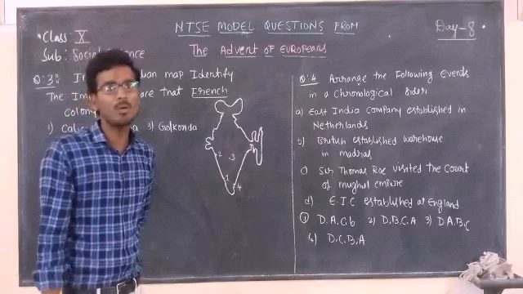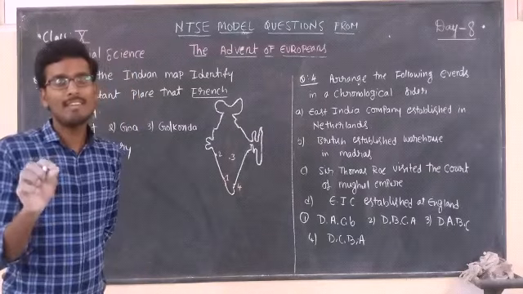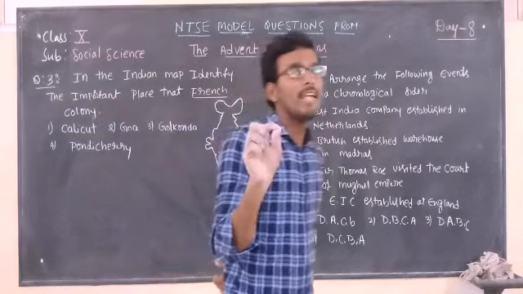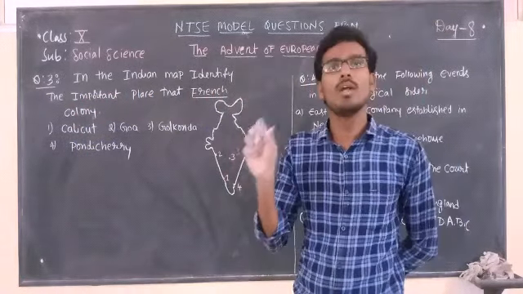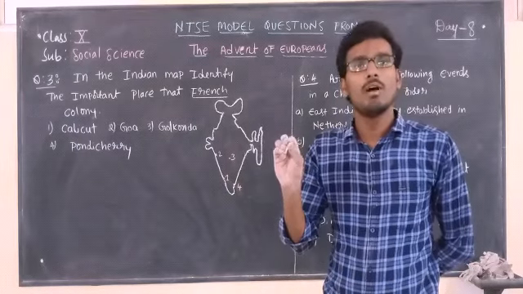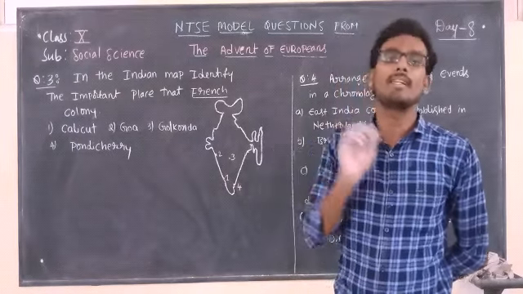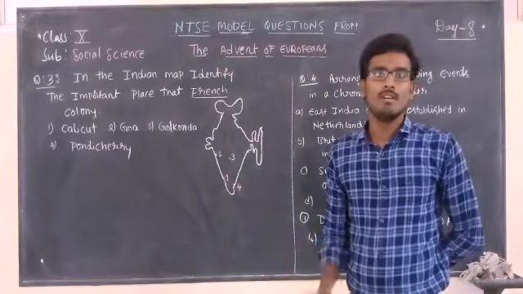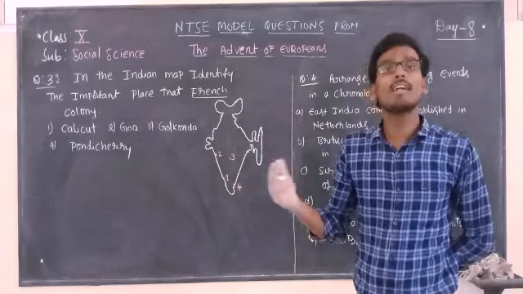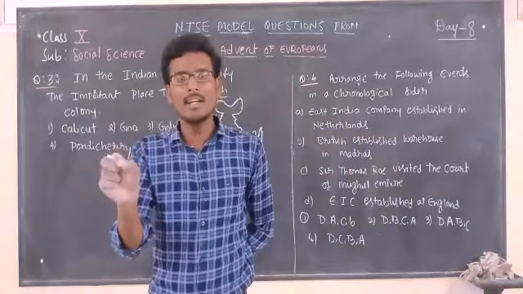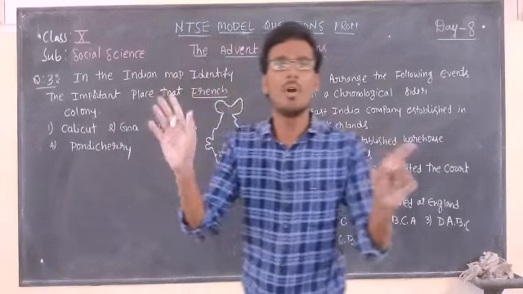So just recollect the question once. Several times we discussed that Dutch means Pulicat, British means Calcutta, Bombay, Madras, Portuguese means Goa. These are the important trade centers. And finally, French means the important trade center of the French in India, that is Pondicherry.